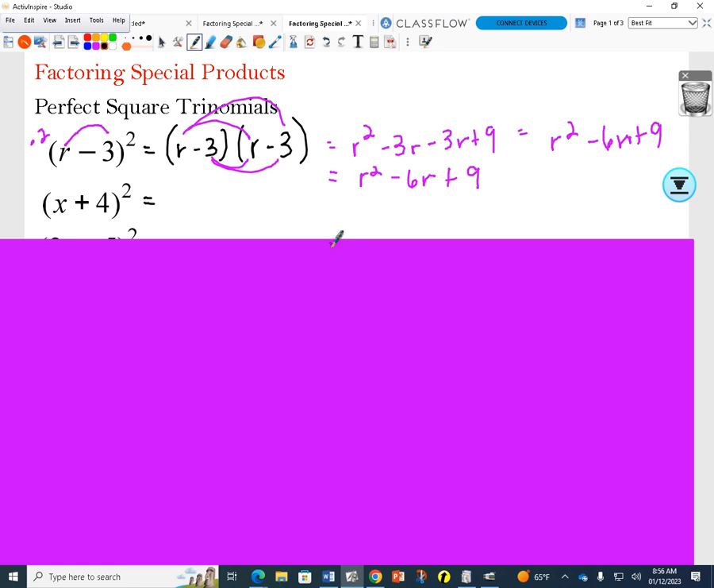So we're going to square the first term, multiply the two terms, and then multiply them by 2. 4 times x is 4x, times 2 is 8x, it's a plus, so it's plus 8x. And then we square the last term. We're always squaring the last term. Any questions on the shortcut there? All right. You guys write that one.